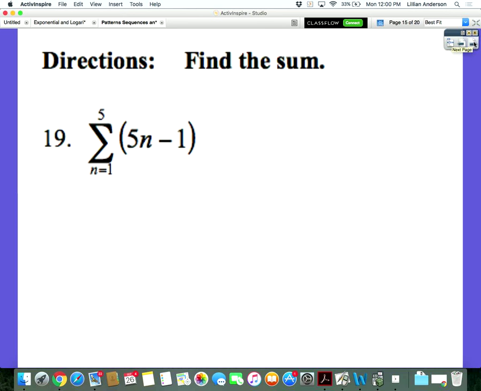So, staying around, summation. What does this mean?